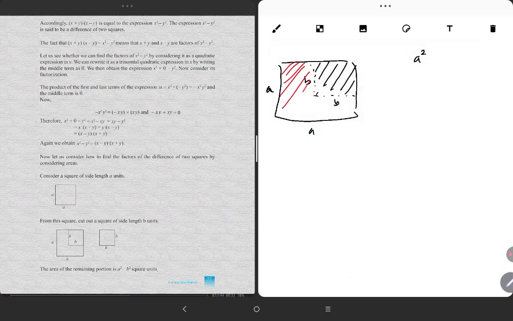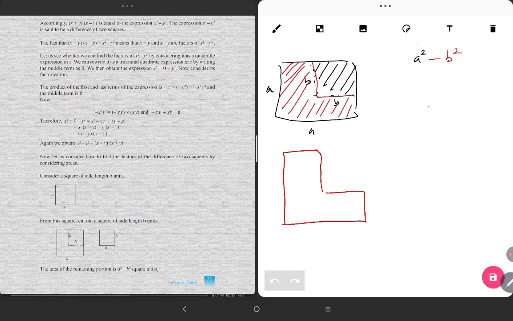the remaining area, this one, you can write that as a squared minus b squared, because you have to take this square's area, which is b squared, out from the total square, which is a squared. So the remaining area's value is what a squared minus b squared means. Now let's draw the same thing like this.